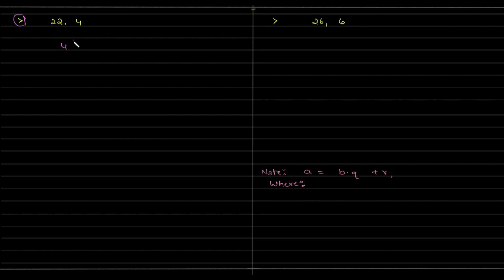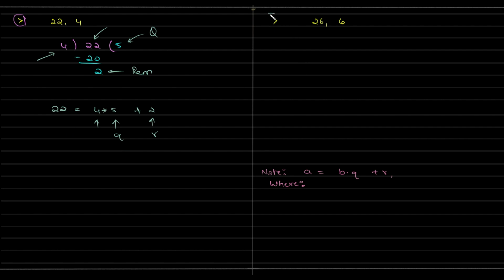Now, we are dividing 22 by 4. Quotient is 5, this is 20, and the remainder is 2. This is your remainder, that's your quotient, divisor, dividend. So again, how can I write 22 as 4 into 5 plus 2? Divisor into quotient plus remainder.